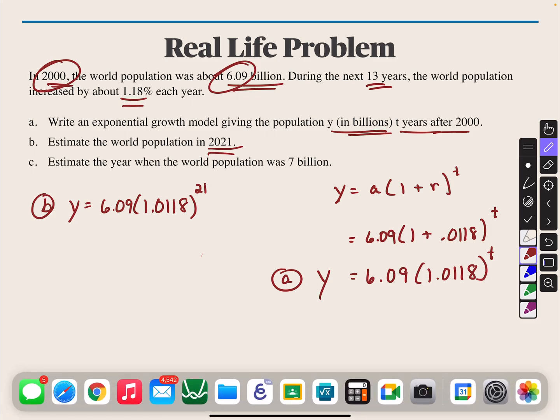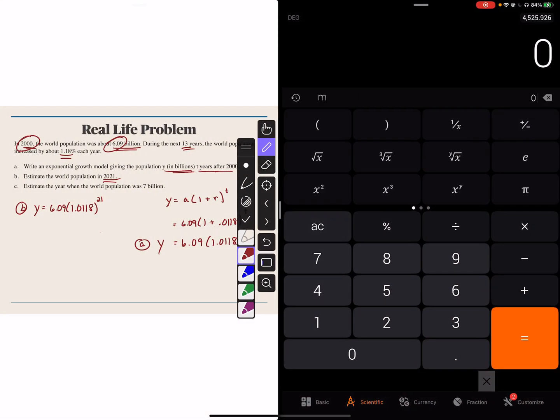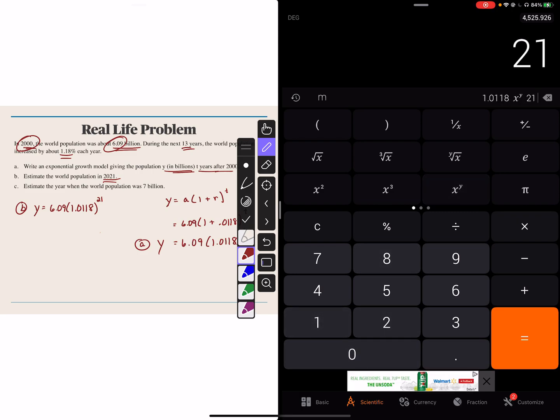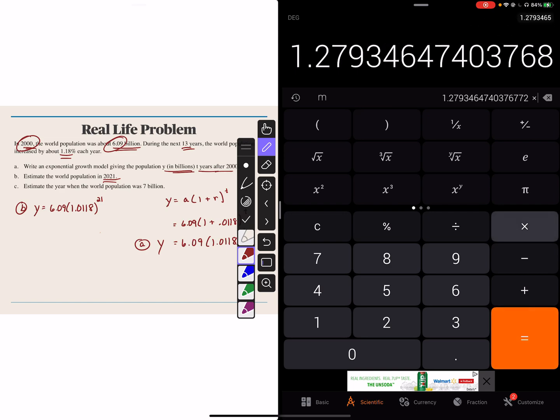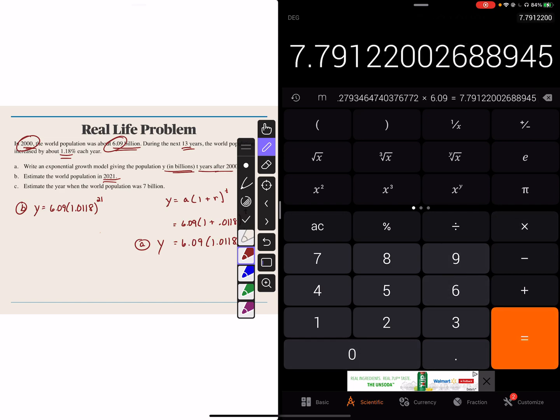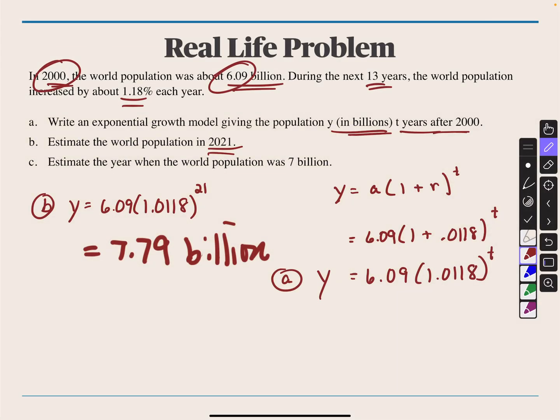And again, this is a calculator problem. Let's get this out. I'm going to type in 1.0118. I'm going to raise it to the 21 power. Then I'm going to take it times 6.09. And that means right now, in 2021, the population should be about 7.79 billion people. So over 7 billion, and then in question C here, estimate when it was 7.